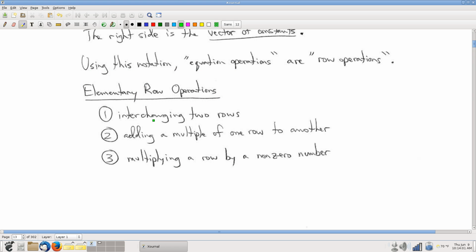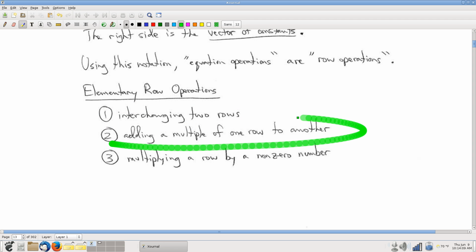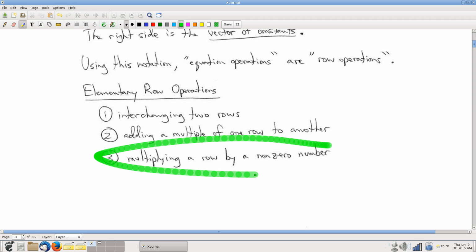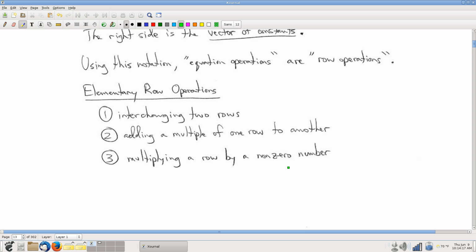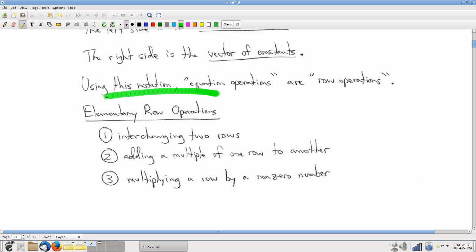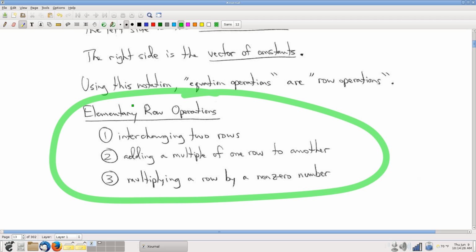And the whole point here is that rows are just equations in the shorthand. So, in fact, these are still elementary equation operations. This is just what they look like in the matrix shorthand. So, you'll recognize they're the exact same operations, interchanging two rows. Well, that's interchanging two equations. Adding a multiple of one row to another, well, that's adding a multiple of one equation to another, etc. Multiplying by a non-zero number, etc. Okay, so this is where elementary row operations come from. They're just shorthands for elementary equation operations.